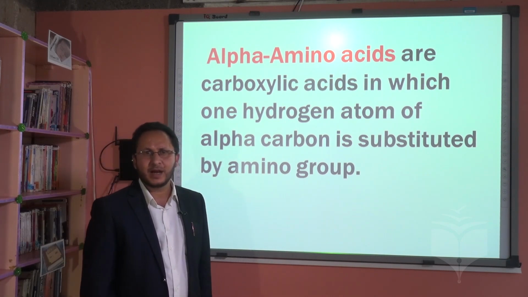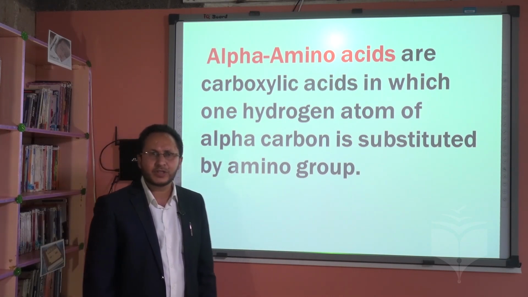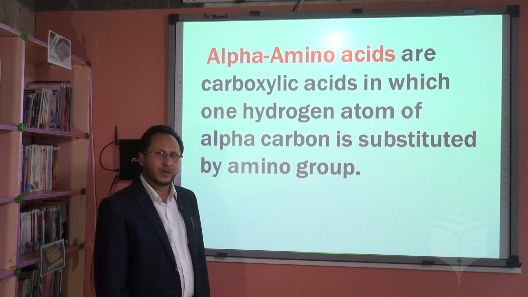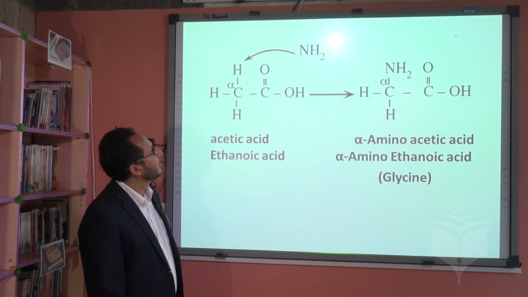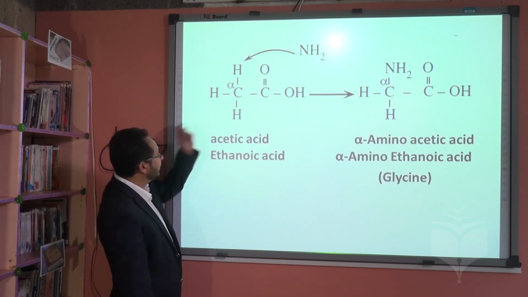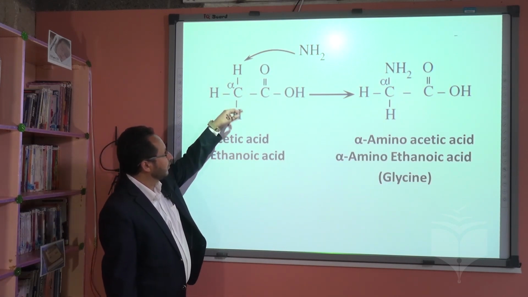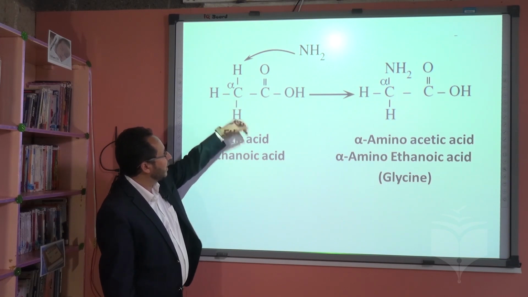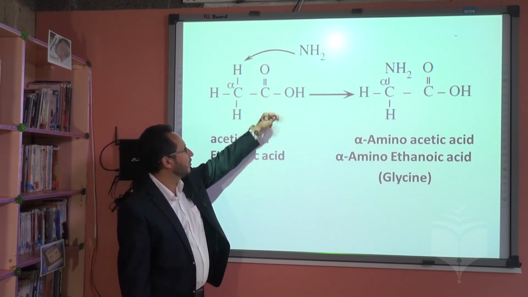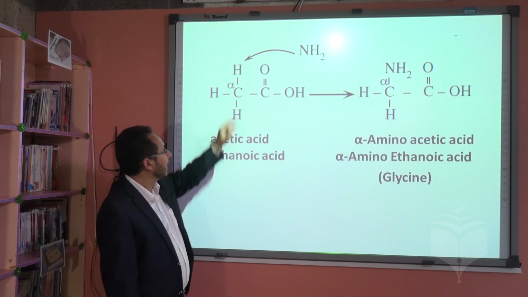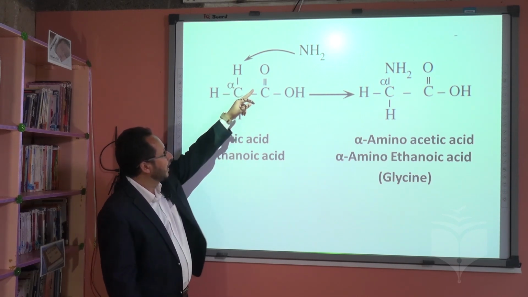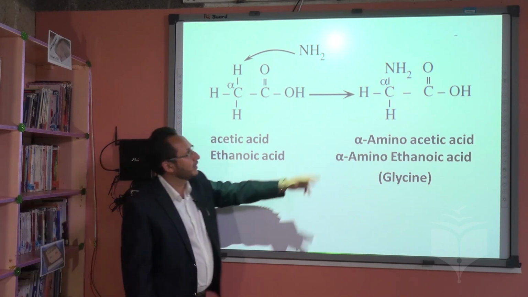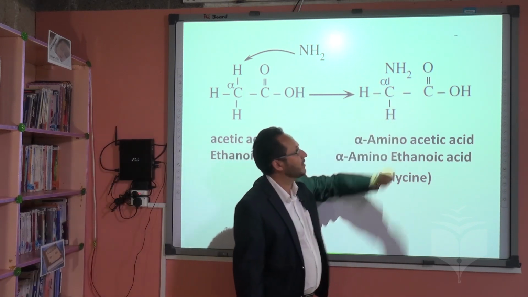Now, what are the amino acids? Alpha amino acids are a carboxylic acid in which one hydrogen atom of the alpha carbon is replaced by an amino group. Now look at this one, carboxylic acid. This is the alpha carbon, the carbon that is attached to the C double bond OOH. If you replace one hydrogen atom by the amino group, we will get alpha amino acid.